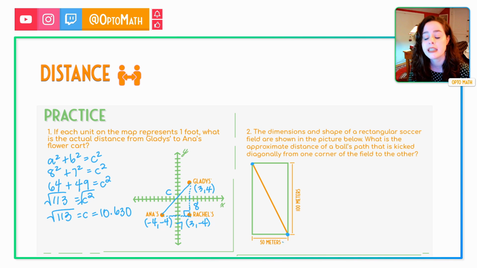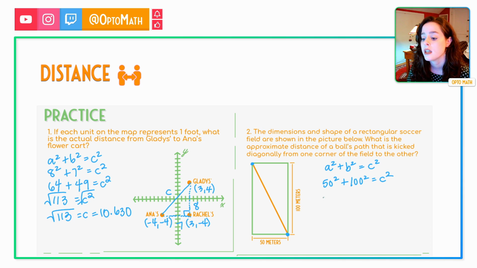And we're already given our width and our height. So we can go straight to the Pythagorean Theorem. A squared plus B squared equals C squared. So A and B are 50 and 100. It doesn't matter the order. 50 squared plus 100 squared equals C squared.